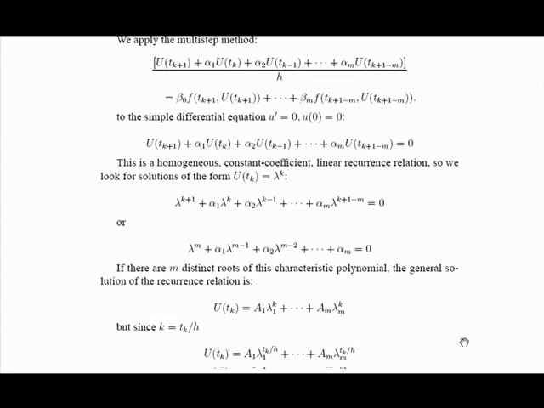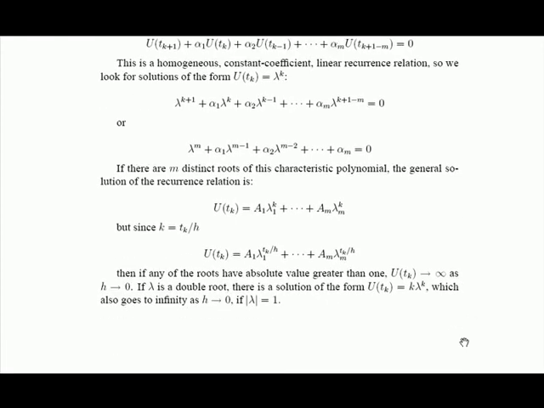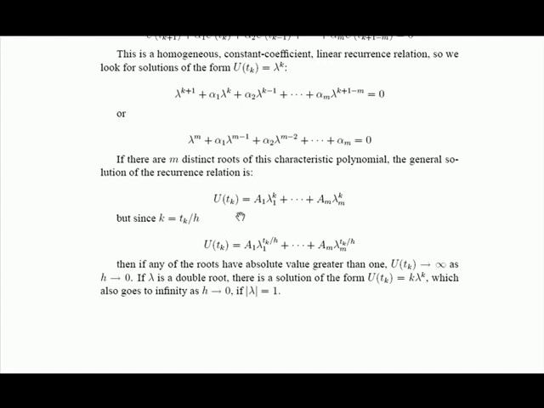Then the a's will not all be 0 exactly. They may be close to 0, but not exactly. And the solution blows up as h goes to 0, because remember that k is just tk over h. So basically the solution is lambda 1 to the tk over h, etc. If any one of these roots is greater than 1 in absolute value, and they can be complex, but even if they're complex, we look at their complex absolute value. If any of those have an absolute value greater than 1, then you've got something bigger than 1 to the tk over h power. As h goes to 0, that goes to infinity.